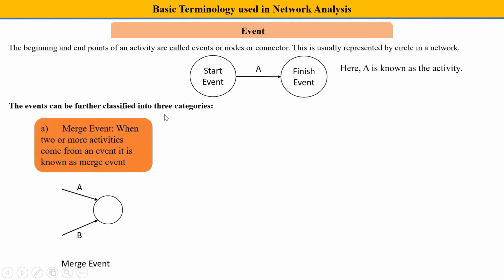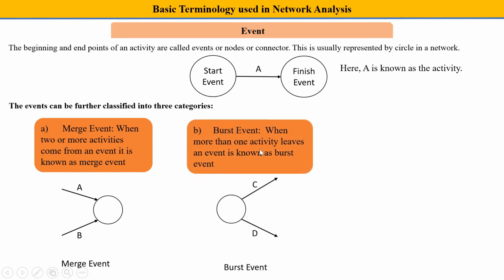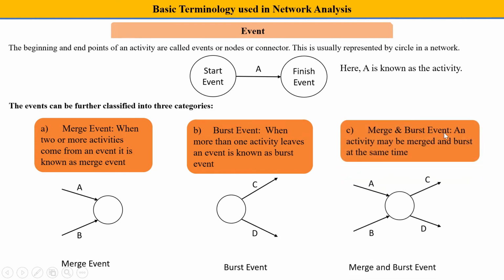Now these events are classified into three main types. The first is the merge event. When two or more activities come into an event, it is known as a merge event. You can look over here. When activity A and activity B are merging in one event, this is known as a merge event. Now the burst event. When more than one activity leaves an event, it is known as a burst event. You can see two activities C and D going out of the event, that is known as a burst event. Then there is the merge and burst event. An event may be merged and burst at the same time. So over here A and B are merging while C and D burst out.